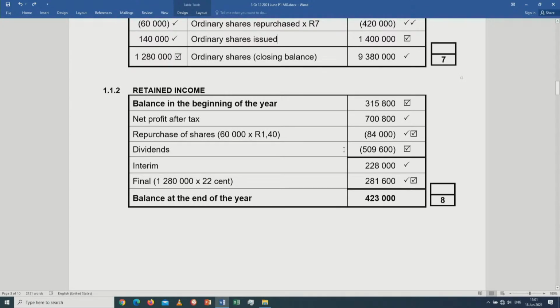Let's go to retained income. Retained income, net profit, balance at the beginning, it was not given. It's a balancing figure. That's why it's a method mark, because the balance at the end was given. So we'll come to that.